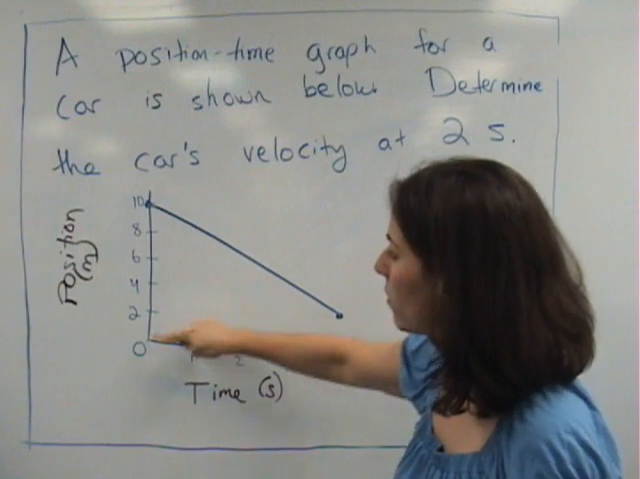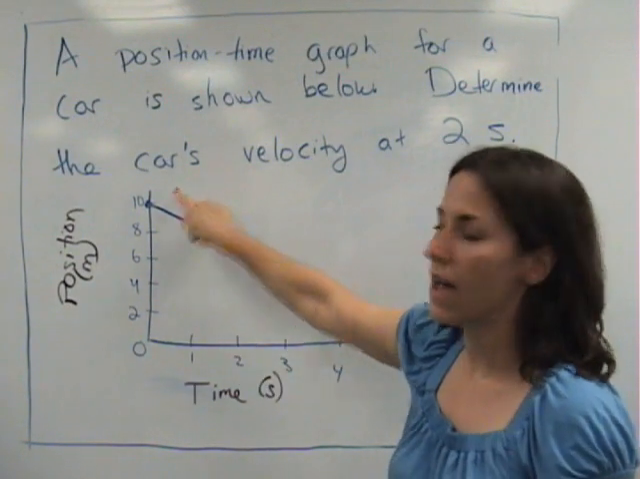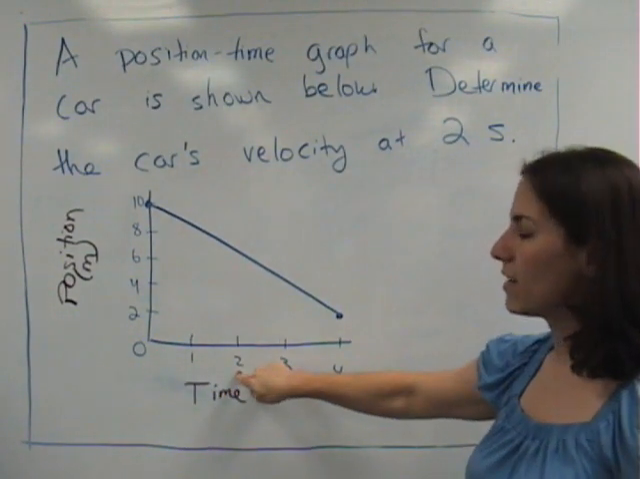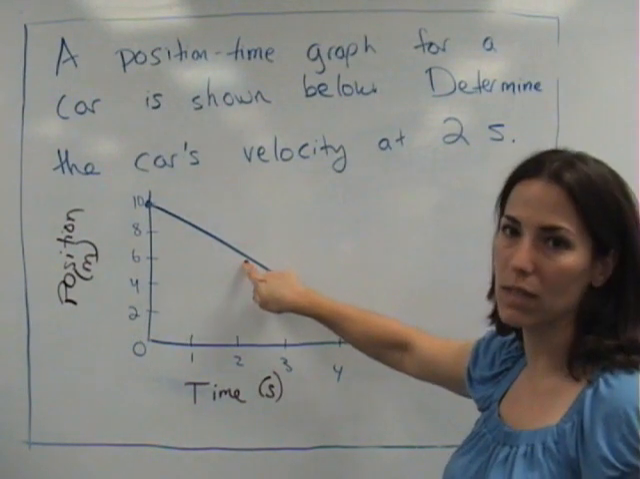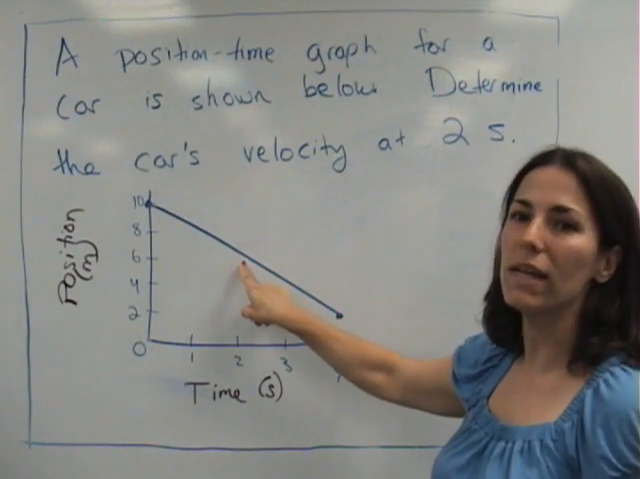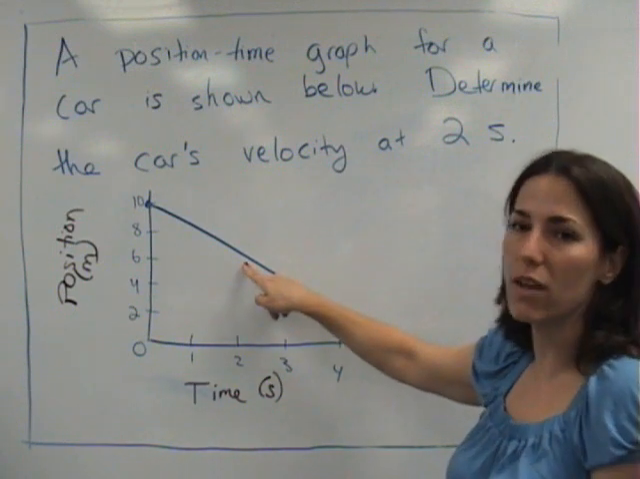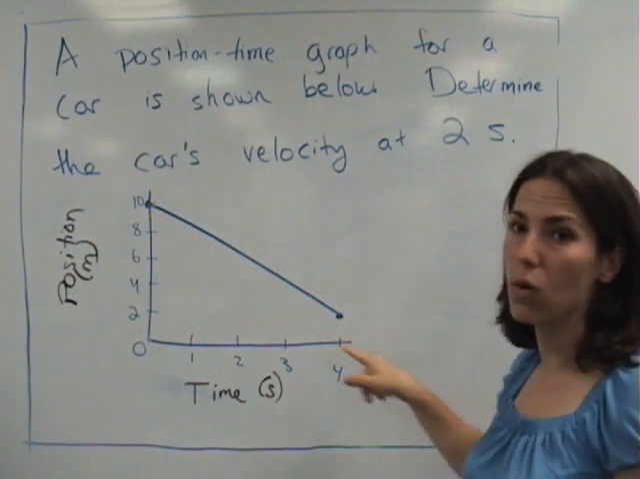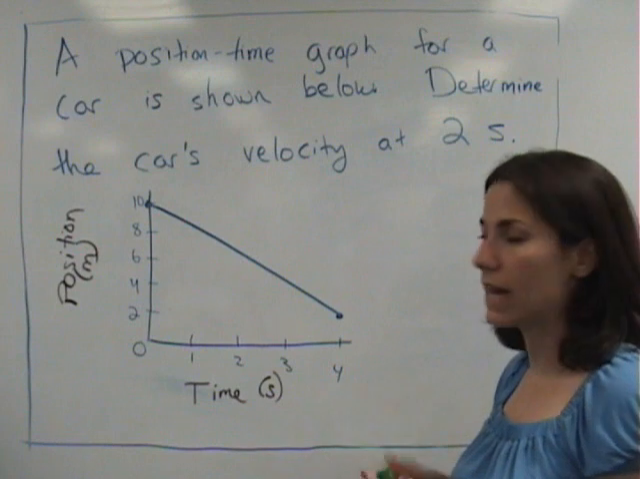And notice that this graph goes on the position axis 0, 2, 4, 6, 8, 10, and on the time axis 0, 1, 2, 3, 4. So I want to find the velocity right here at 2 seconds. I want to find the velocity right at this moment, so I want to know the slope right at this moment. But to find the slope right at this moment, I can look at this graph and say, oh, it's a straight line. It has the same slope the whole time. In other words, this car has a constant velocity the whole time.